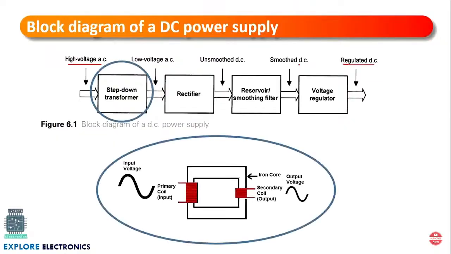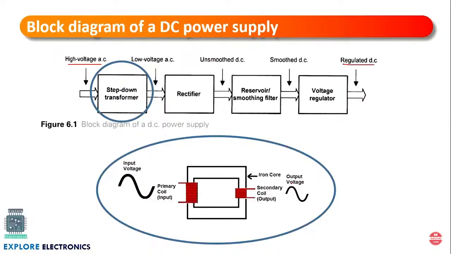First, we will have a step down transformer. The step down transformer has two coils wound on an iron core. One is called the primary coil, to which we provide the high voltage. The secondary coil will have fewer turns compared to the primary coil, and the output will be taken at the secondary coil. Here you can observe the high voltage AC is converted into a low voltage AC. The step down transformer is going to reduce the amount of voltage.